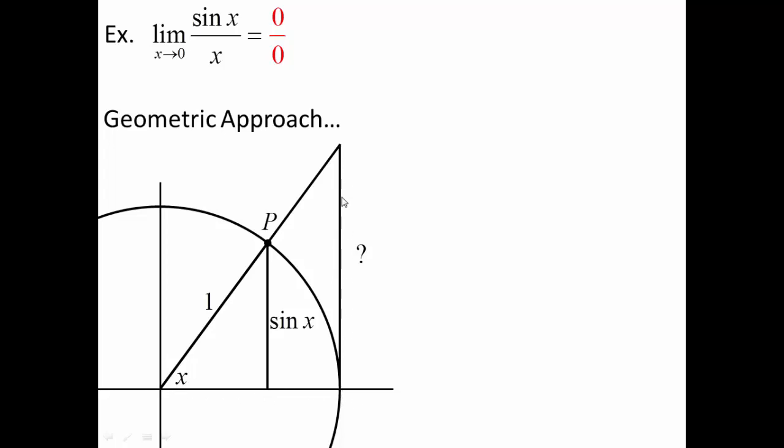So if I'm looking for the opposite and I know the adjacent side, then I'm going to use a tangent ratio. Opposite side is unknown, but now the adjacent side is 1. Therefore, the opposite side for the bigger triangle is going to be the tangent ratio. Now, given this information, I'm going to do one more thing.